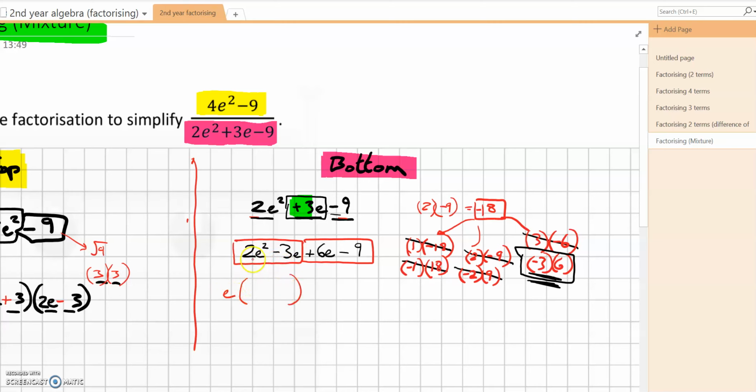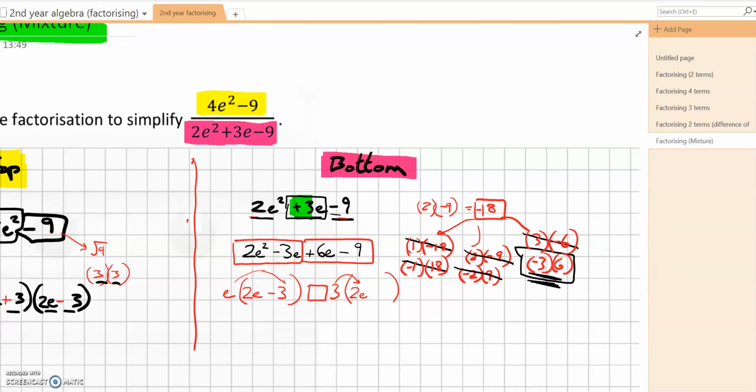What would E have to multiply to give me 2e squared? 2e. And what would E have to multiply by to give me minus 3e? You would need to multiply by minus 3. Okay, what's the common number? 3. So I'll leave this sign empty for a second. 3. What would 3 have to multiply by to give me 6e? It needs to be 2e.